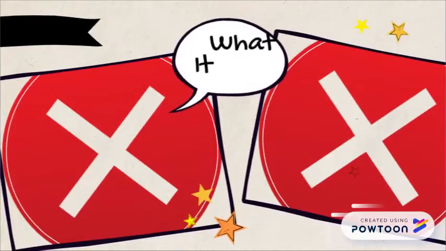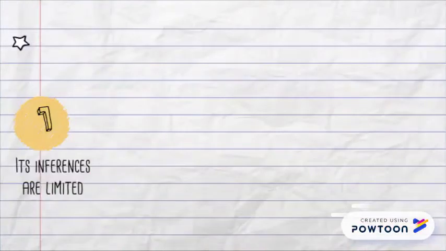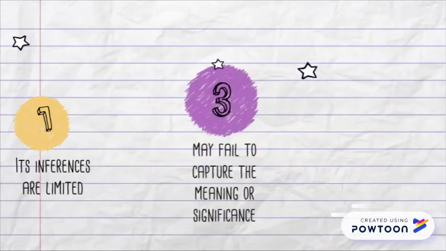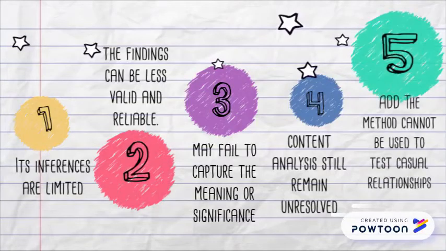After talking about what it can do, now let's move on to what it cannot do. The first one, its inferences are limited. The second one, the findings can be less valid and reliable. The third one, it may fail to capture the meaning or significance. The fourth one, content analysis problems remain unresolved. And the last one, the method cannot be used to test causal relationships.